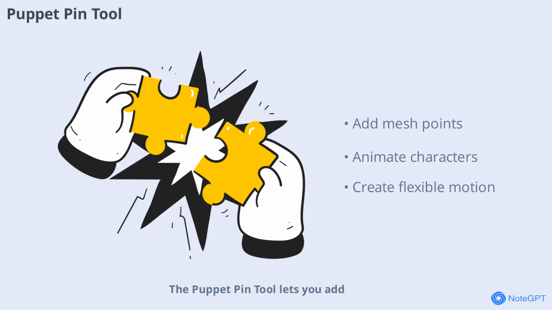Puppet Pin tool lets you add mesh deformation points to images or characters, making them bend and move naturally. Place pins on a character's joints like arms or legs and animate them for lifelike motion. This tool is perfect for cartoon animation, flexible objects, and simple character rigs.